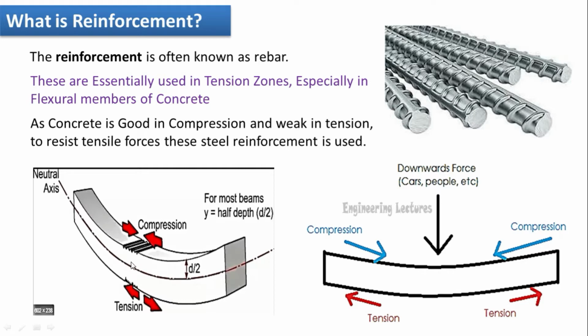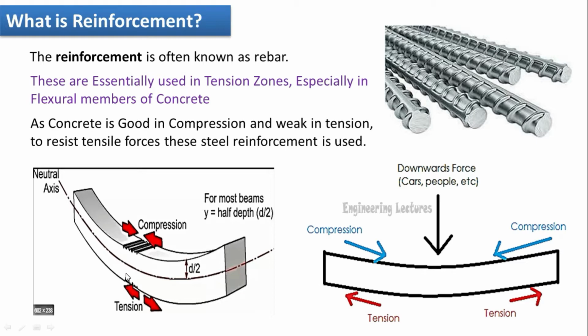In this figure you can see a flexural member. This is a beam. The axis you can see here is called the neutral axis. When we apply the load here, automatically this beam will bend. When the beam is bending, the compression force is acting at the top and the tension force is acting at the bottom. Why is it happening like this? Because the beam is bending. At the top zone it is getting compressed, at the bottom zone it is getting expanded.